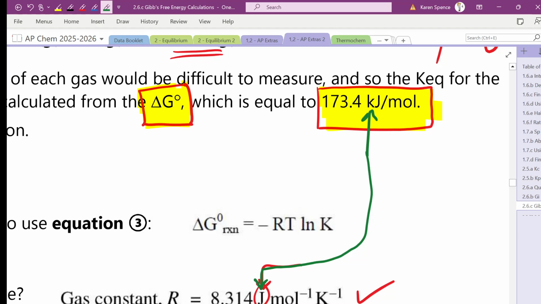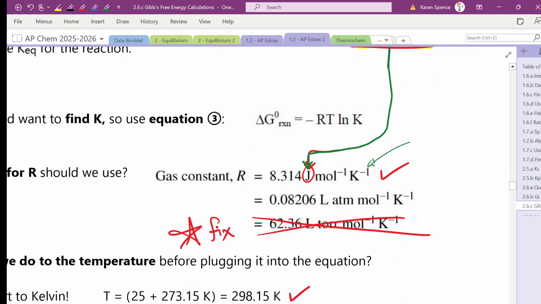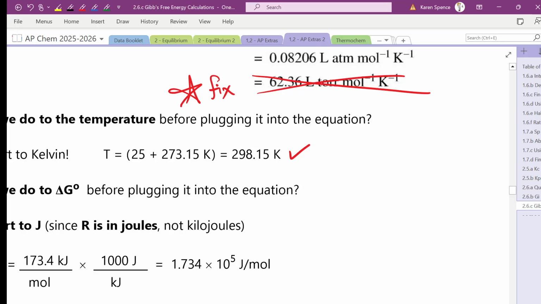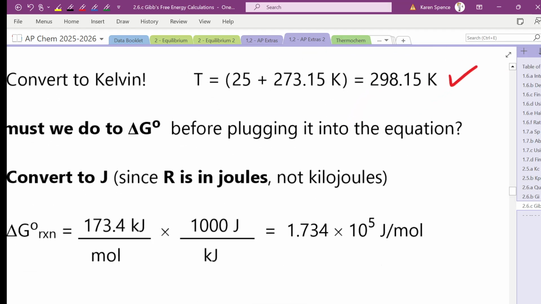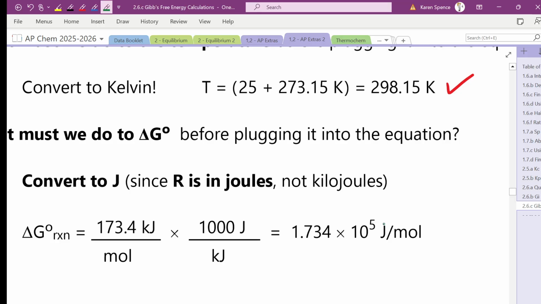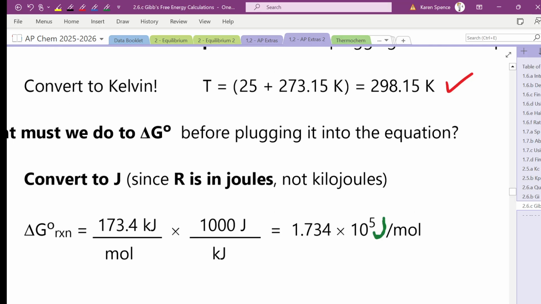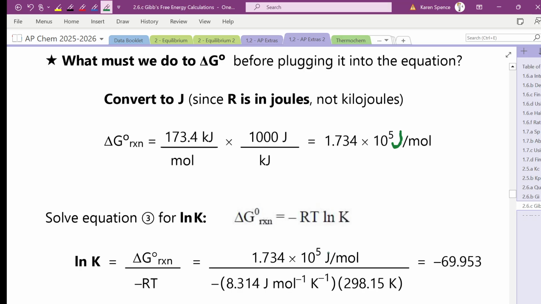You could go either way. You could change the joules into kilojoules, or you could change the kilojoules into joules. This seems to have a very complicated unit, so I chose to convert delta G into joules. I thought that sounded easier. Okay, there we go. So there's our delta G. Now it is in joules, so it is consistent with our R value, which is also in joules. So we got joules and joules.